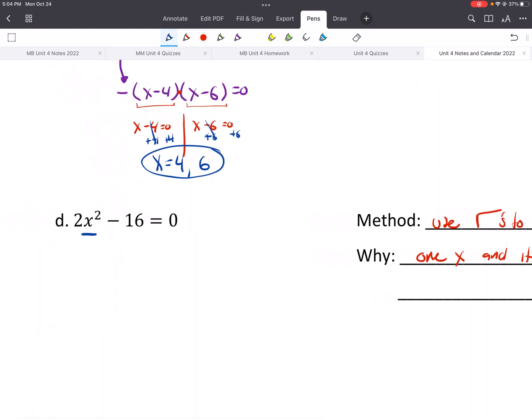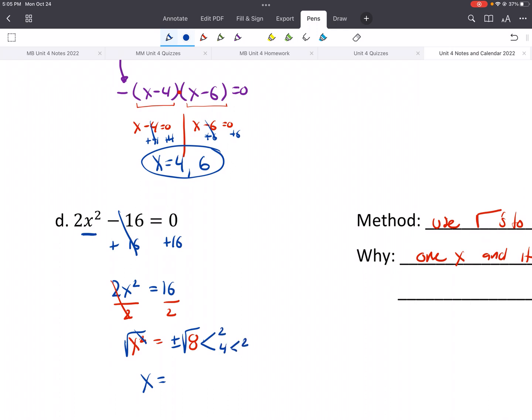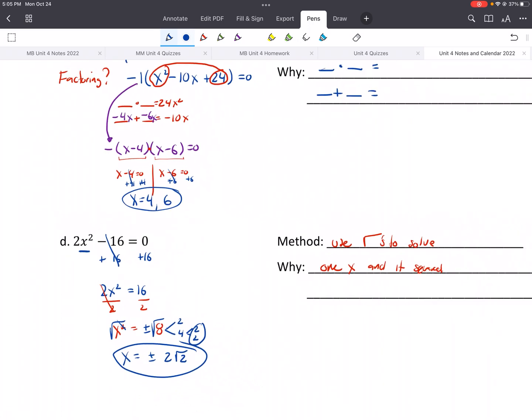So here we'd do the opposite of PEMDAS. We would add or subtract first. So 2x squared equals 16. And then we would want to divide both sides. And then we would square root both sides. Don't forget the plus or minus. And then we'd simplify the root. So 2 and 4, 2 and 2, take out a group. So 2 square roots of 2. That'd be our two solutions. So again, that didn't take very much time.